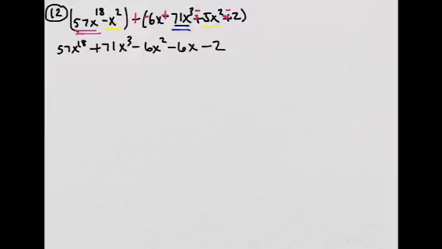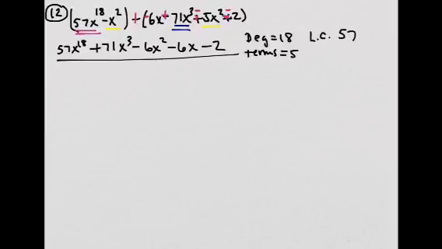So 2, 4, 5, this is a polynomial, an 18th degree polynomial. So the degree is 18. The number of terms is 5. And the leading coefficient is 57.